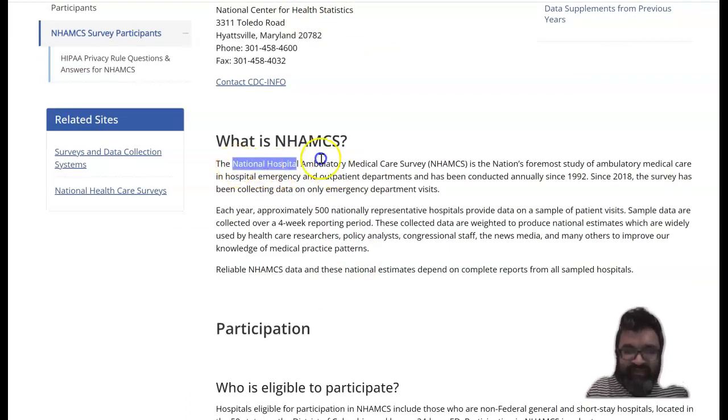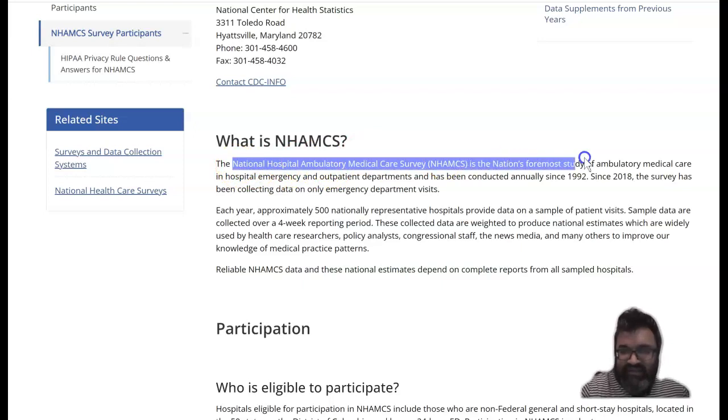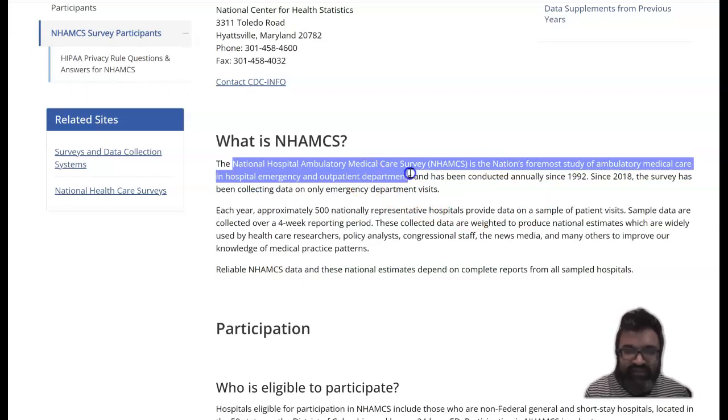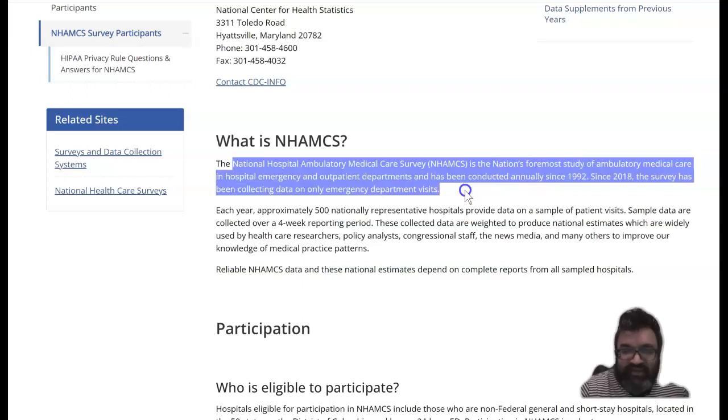The NAMCS, NHAMCS, is the nation's foremost study of ambulatory medical care in hospital emergency and outpatient departments. This has been conducted annually since 1992, and since 2018 the survey has been collecting data on only emergency department visits. So the outpatient departments have been excluded since 2018.